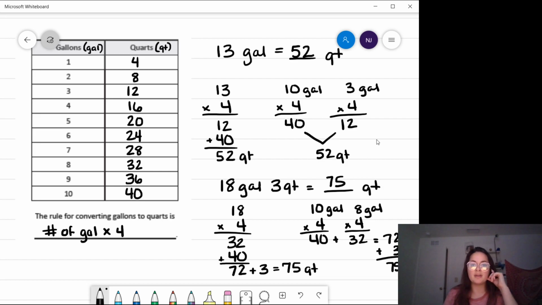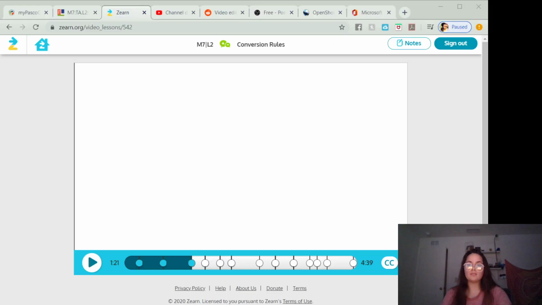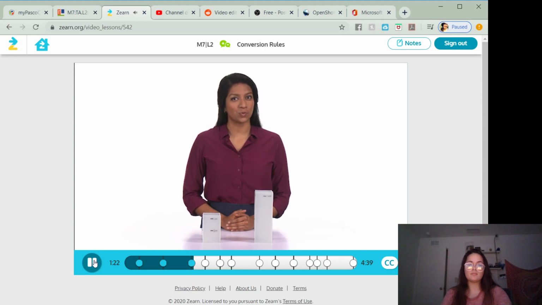Okay, so I think we are ready to investigate turning quarts into pints, and we're going to do the Zern video with that as well. How many pints does it take to fill 1 quart? Let's find out. Watch as I fill this quart with liquid using a 1 pint measure.